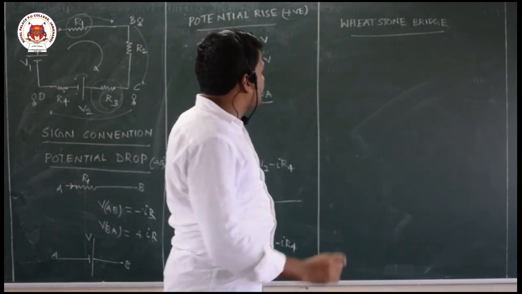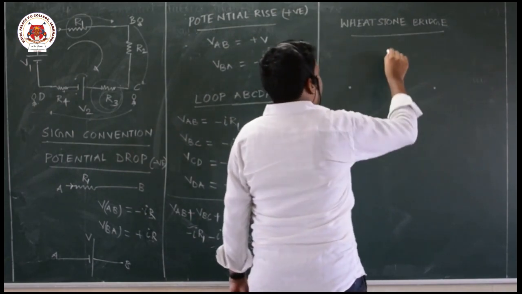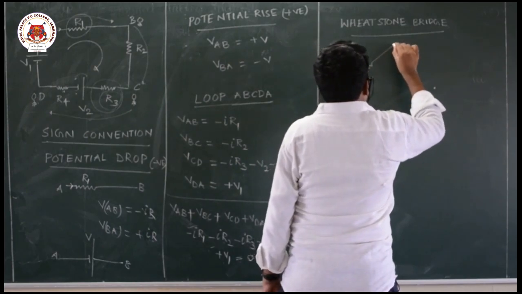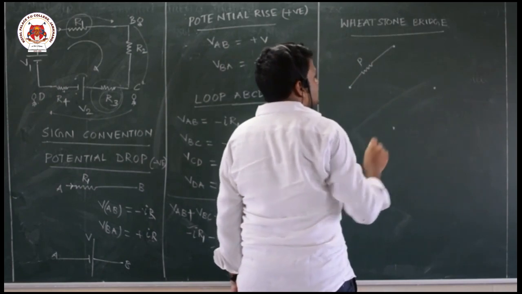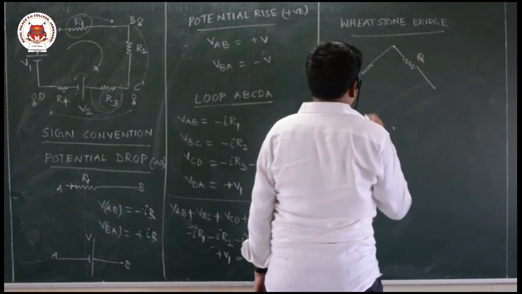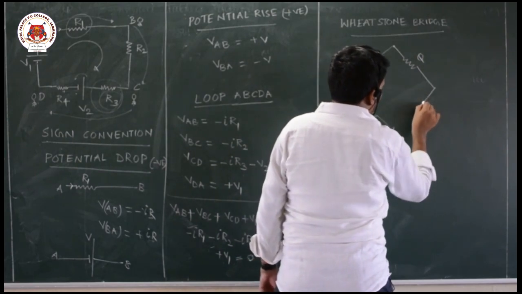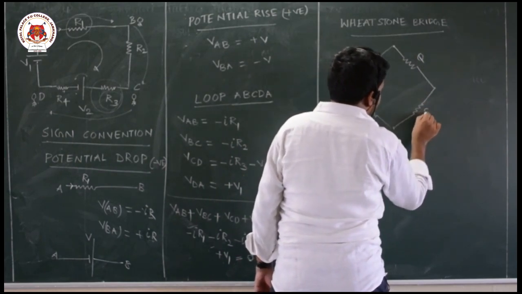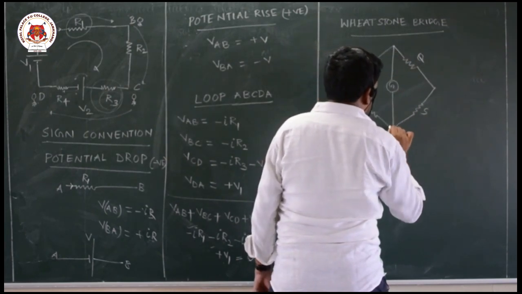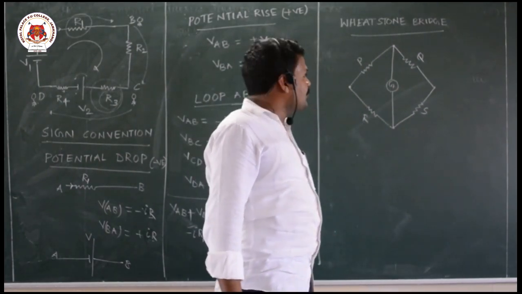It is a network of 4 resistors. See the construction of the Wheatstone bridge. It has a network of 4 resistors. The name of the first resistor, we will take it as P, Q, this is R, this is S, and there is a galvanometer. So this is the network of the Wheatstone bridge.